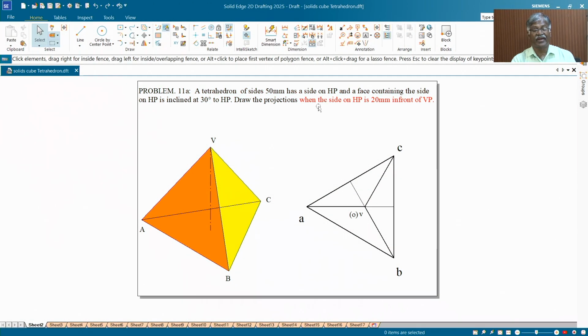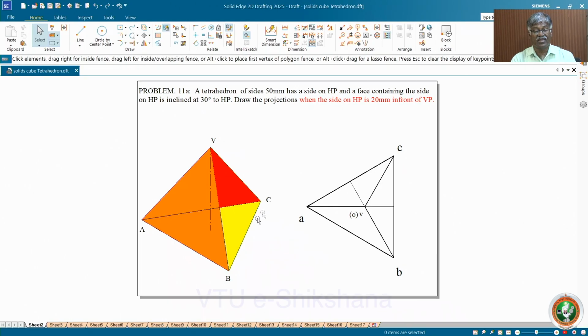Let me take a tetrahedron problem. A tetrahedron of sides 50 mm has a side on HP and a face containing the side on HP is inclined at 30 degrees to HP. Draw the projections when the side on HP is 20 mm in front of VP. Okay, this is one of the questions.